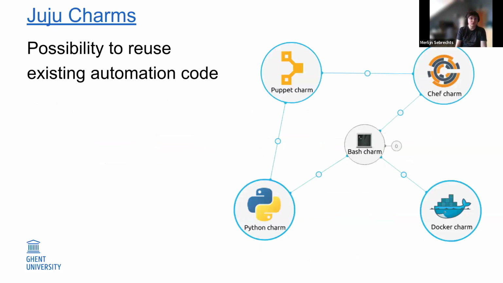Juju also allows you to reuse existing automation code. In a charm, you can use Python, or you can simply use Puppet, or you can use Chef or Docker containers or Bash in order to actually manage the applications.